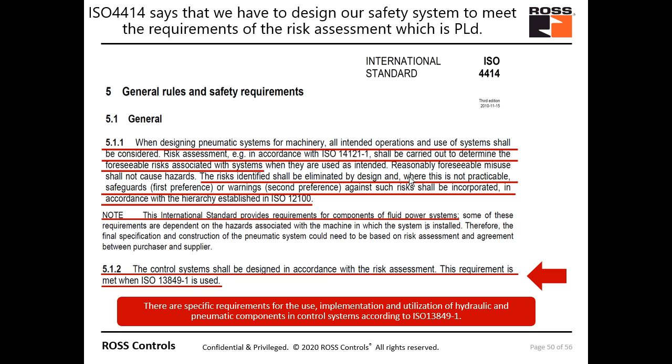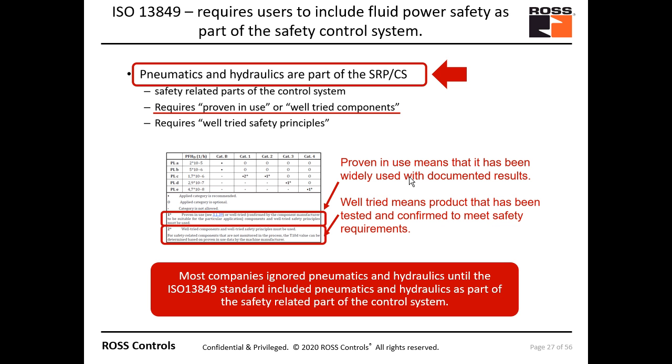We've done the assessment. Now we're going to get into selection, mitigation, and then verifying that our design and product selected meet the correct performance level. So we're going to jump into that now. And you remember in ISO 13849, it says pneumatics and hydraulics are part of the safety-related part of the control system, and it requires proven in use or well-tried. Of course, Ross's have been proven in use and are also well-tried.